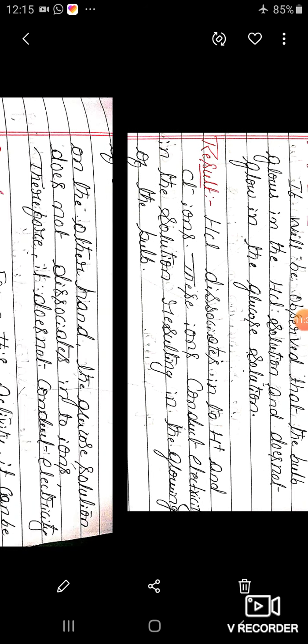That's the reason. On the other hand, the glucose solution does not dissociate into ions. Because it does not produce any ions, it does not conduct electricity. So that's the reason the glucose solution does not conduct electricity.